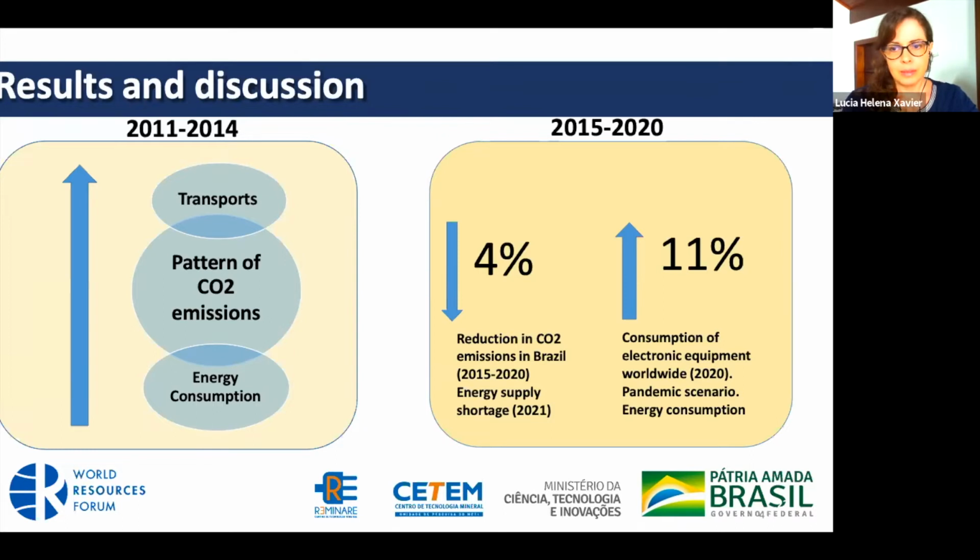When we are thinking about the next 5 years, 2015 to 2020, we had a different approach, as we had some investments in sustainable energy metrics. So the CO2 emissions reduced about 4%. But this year we are experiencing energy supply shortage according to the hydropower metrics, so we are moving to thermoelectric power. This is the case where the CO2 emissions can increase in the next years.